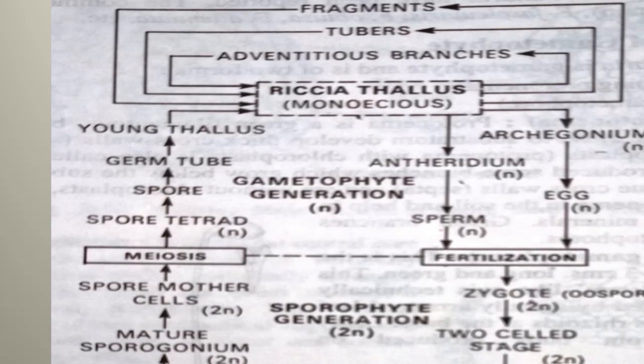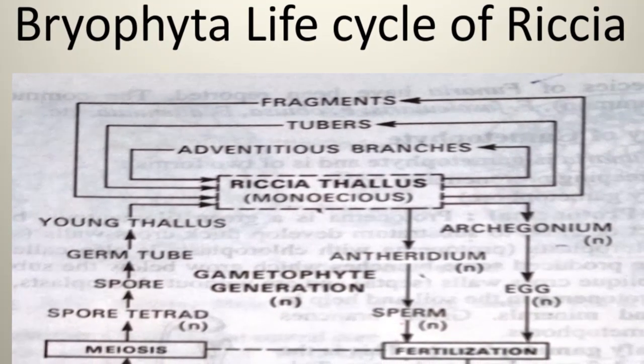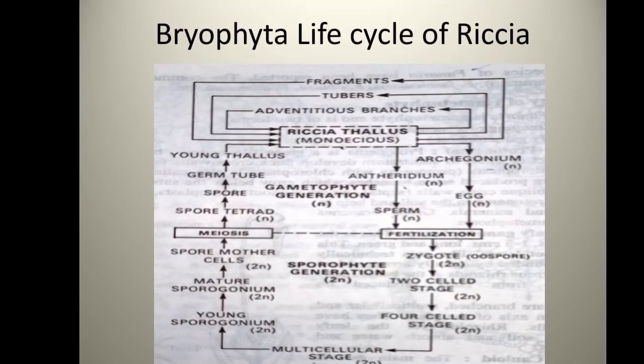In addition to this gametophytic and sporophytic cycle, Riccia also divides into 1 to 2 to more. It means it reproduces by fragmentation, by tubers, and by adventitious branching also.